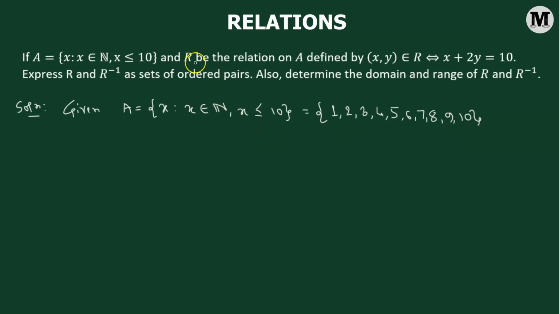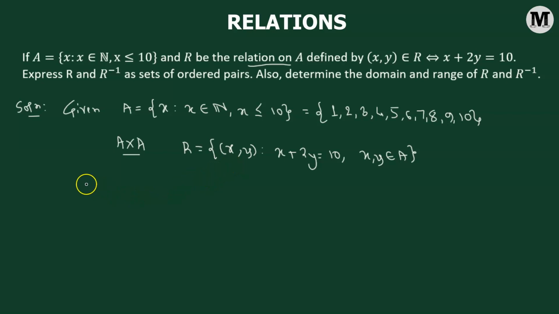Next, we have a relation R on A. Now, a relation is always a set of ordered pairs, and it is only mentioned here that it's a relation on A. That means our relation R is defined on the Cartesian product of A and A. So how is it defined? R is the set containing the ordered pairs (x, y) such that x + 2y = 10, and both x and y belong to the set A. Okay, so this is our relation R. Using this relation, we'll try to find the ordered pairs.